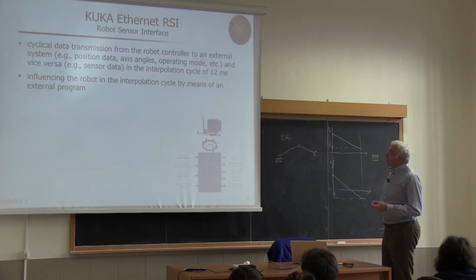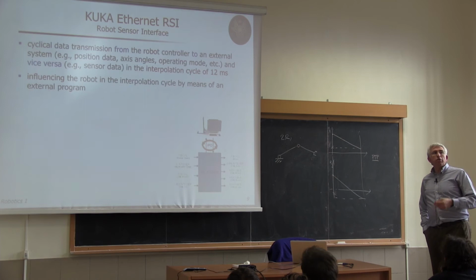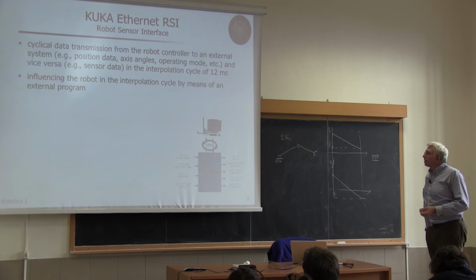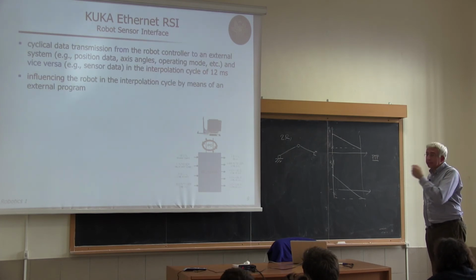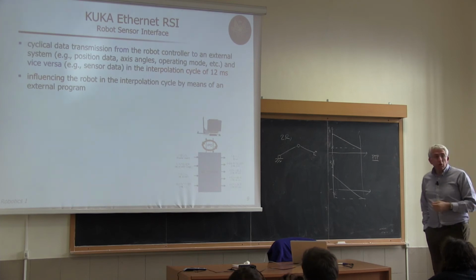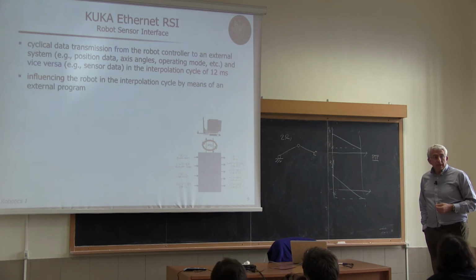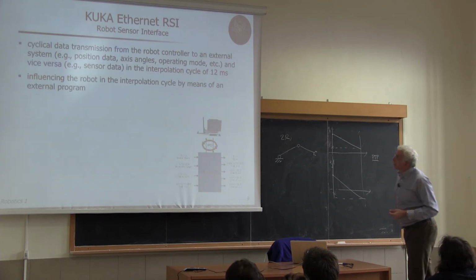This is why KUKA developed this robot sensor interface, because in some industrial applications, the use of vision or force sensing may change performance radically or speed up cycle times. So they provided this sensor interface to the generic user, and we use this channel to implement our code and talk to the robot. Unfortunately, with a cycle of only 12 milliseconds, not faster than that.